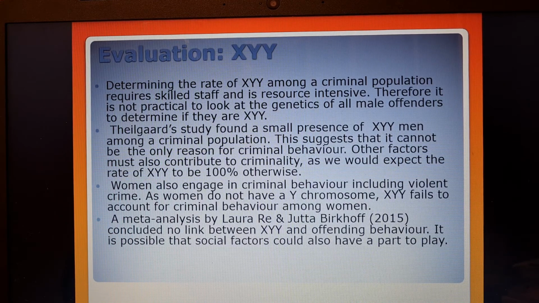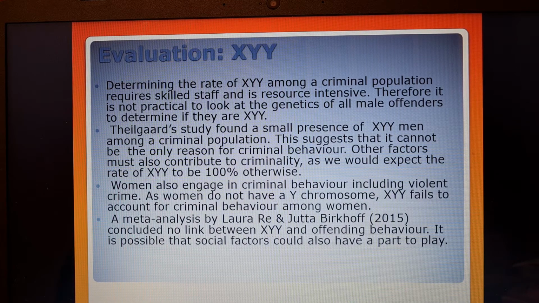This suggests that it can't be the only reason for criminal behaviour, and there must also be other factors that contribute to criminality. Otherwise, we would expect XYY to be in 100% of criminals, but obviously not all criminals have that chromosome or syndrome.